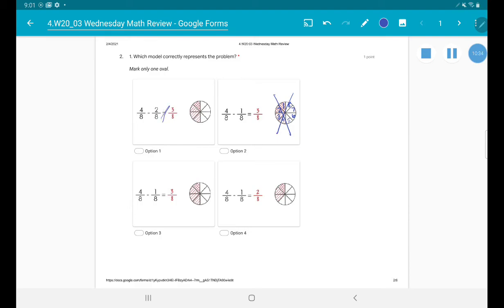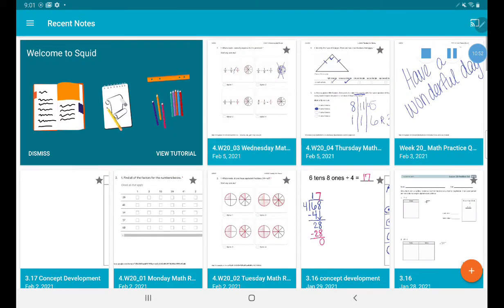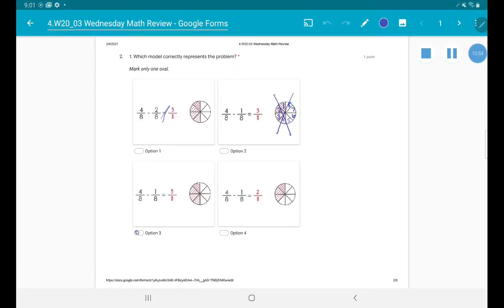So let's look at option 3. 4/8 minus 1/8. Cash already told us that equals 3/8. If we look at the model, we started with 4 of the 8 pieces shaded, and one of those is crossed out. So is option 3 correct? Yes, it is. Option 3 is the correct answer.